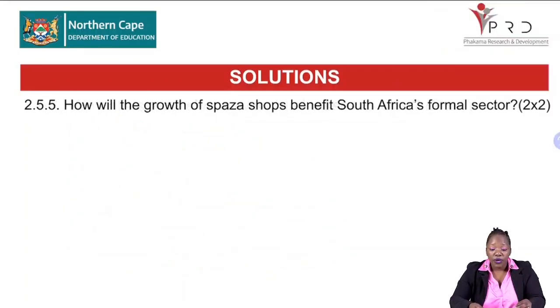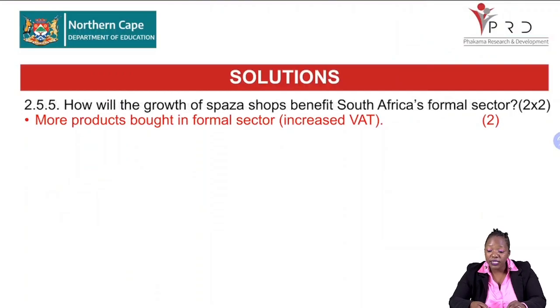Then you're looking at your question 2.5.5. How will the growth of spaza shops benefit South Africa's formal sector? So you will understand that the people who are owning spaza shops, they are buying their products or their goods or their stuff in the formal business. For example, they can go to ShopRite, they can go to Pick n Pay to buy their stock. So therefore, more products will be bought from the formal sector, which will increase the VAT.